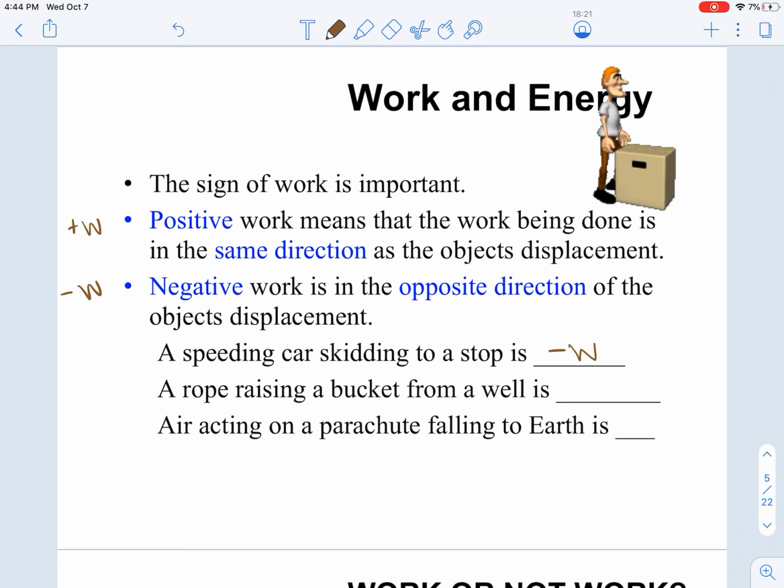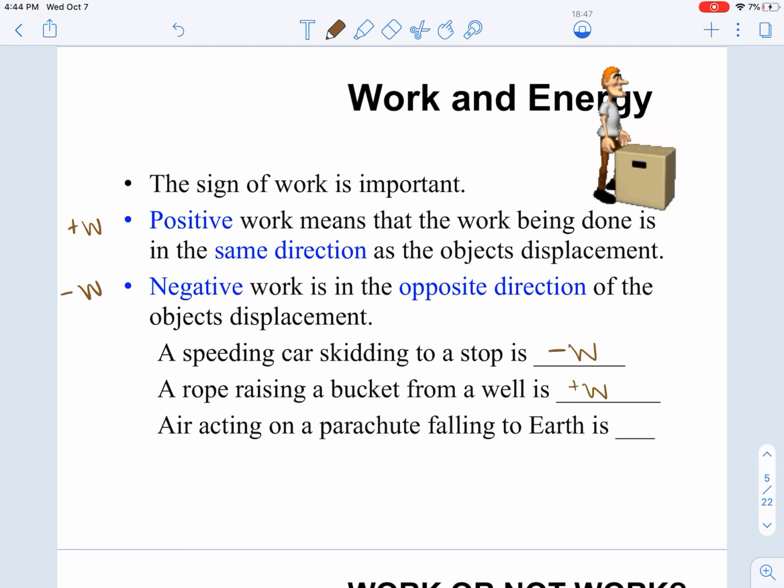A rope raising a bucket from a well is going to be positive work because the force applied upward creates the displacement upward. They are in the same direction. The work is done in the positive direction. Or we could use our formula, force times displacement times the cosine of 0, and we get a +1 that we're multiplying by. So we end up with a positive value for our work.